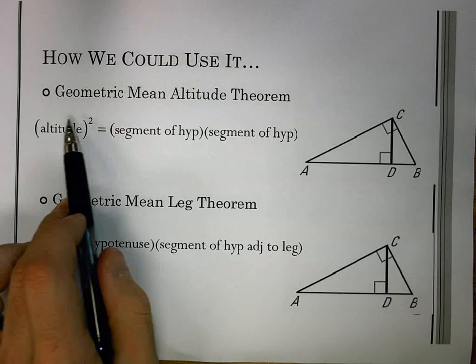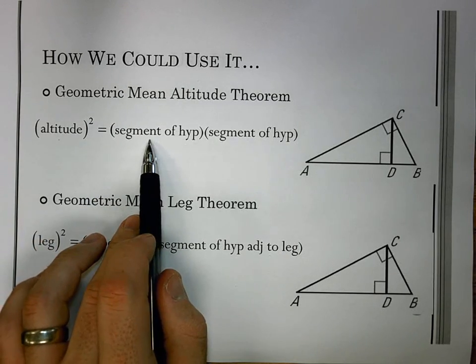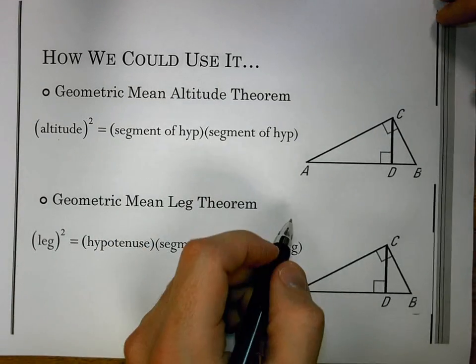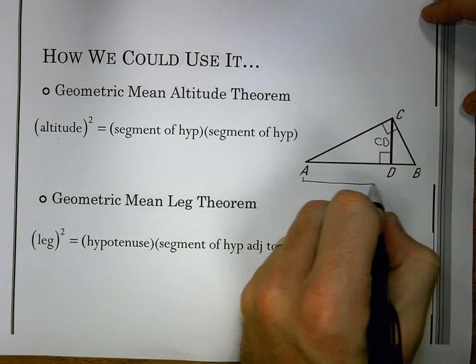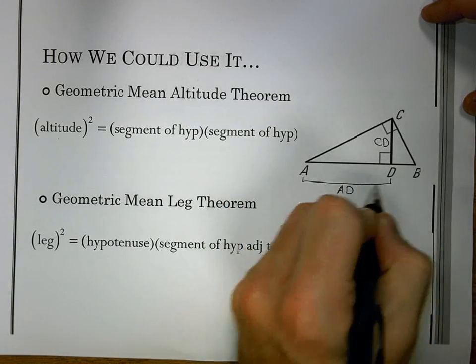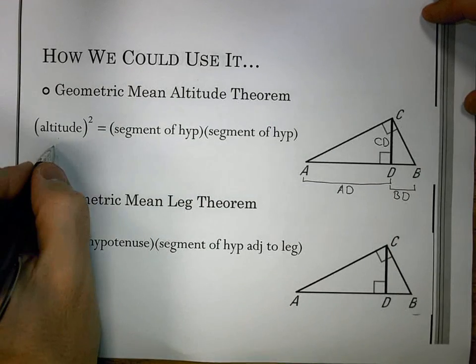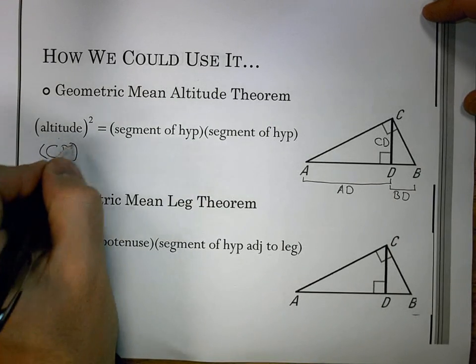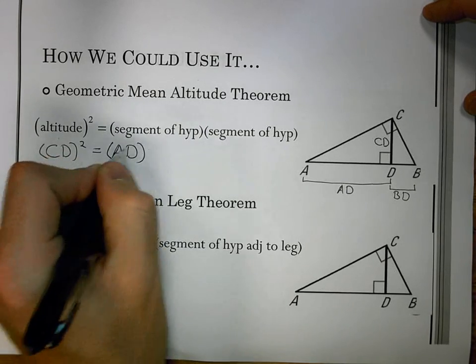It said the geometric mean altitude theorem is the altitude squared equals the segment of the hypotenuse times the other segment of the hypotenuse. Our altitude is CD. One segment we have is AD. The other segment we have is BD. So we're saying here is CD squared equals AD times BD.